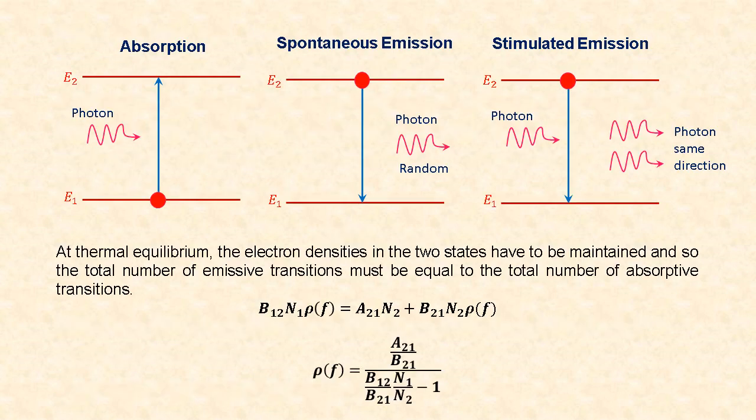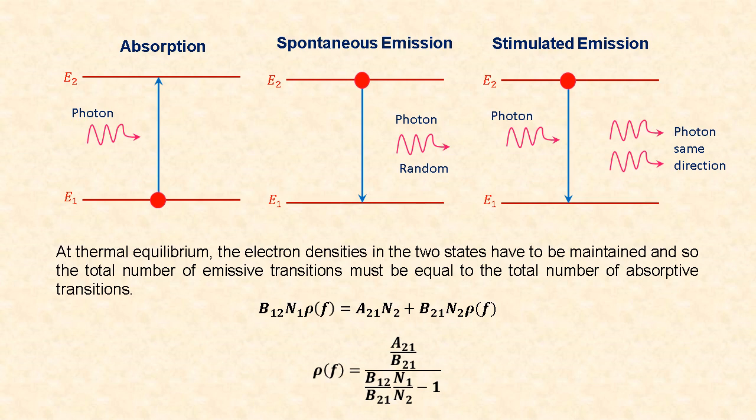The figure shows the three phenomena that take place in the semiconductor material, that is absorption of radiation, spontaneous emission and stimulated emission. In absorption of radiation, when an external photon is incident on the semiconductor material, it causes the electrons in the ground state to jump to the excited state, that is the higher energy level E2.